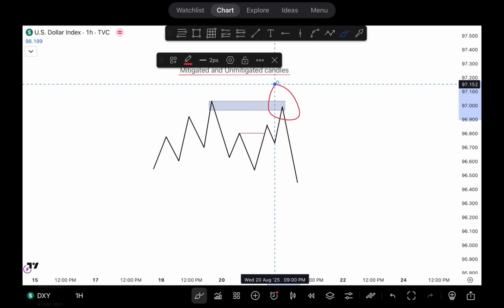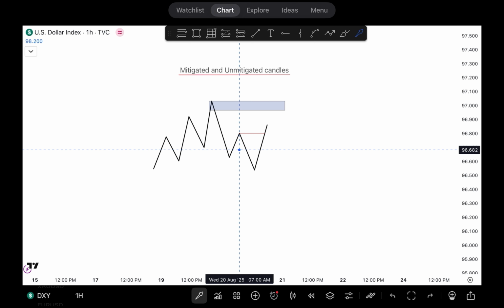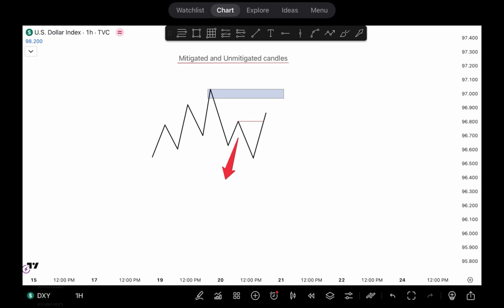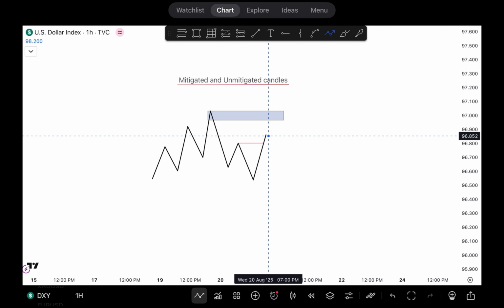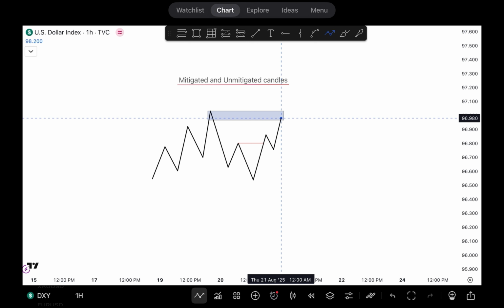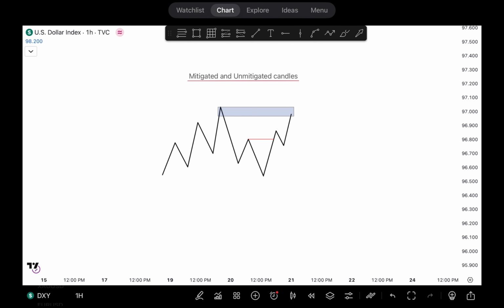But then before price got to that side, when price was here, price had not mitigated that zone at all. This particular area, price has not mitigated it. But then the moment price tapped into it, it is believed to have been mitigated, right? Immediately price tapped there, it is believed to have been mitigated, and then price will continue in its original direction. That is what we all believe mitigation and unmitigated candles should be.